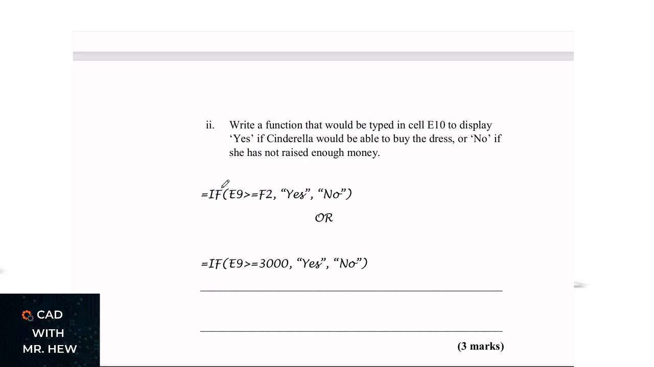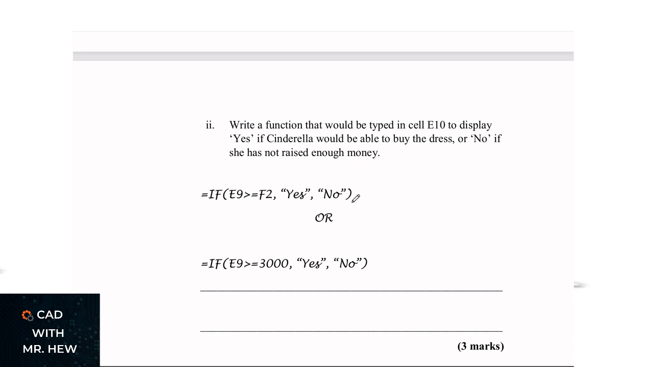Equal if, open bracket, E9 greater than or equal to F2, comma, open quotations, yes, close quotations, comma, open quotations, no, close quotation, close bracket. Or another acceptable answer for the 3 marks is equal if, open bracket E9 greater than or equal to 3000, comma, open quotation, yes, close quotation, comma, open quotation, no, close quotation, close bracket, right?